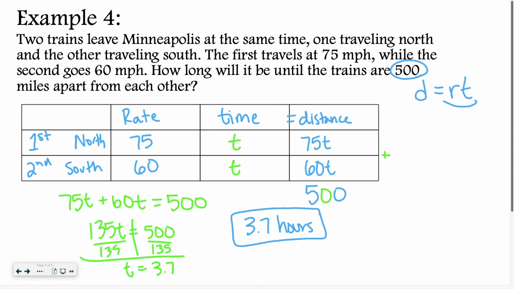So on your test, I promise you, you will have one question that's similar to examples 1, 2, and 3, just one question. And then you will have one question that is similar to example 4. Okay? So if you're freaking out and thinking, oh my goodness, this is really tough, it is tough, but you can do it, and just make sure you ask questions.